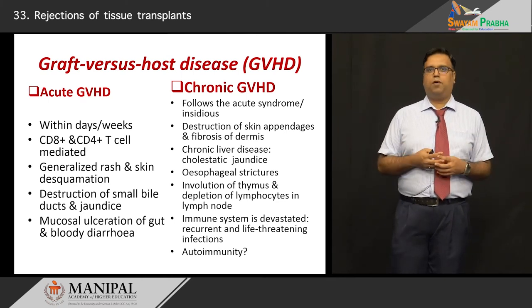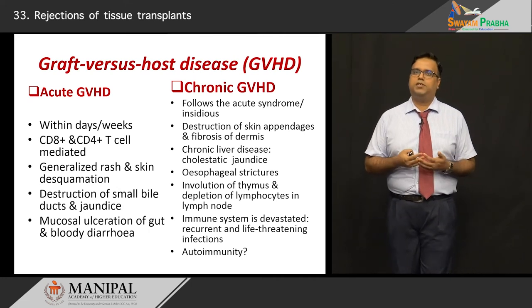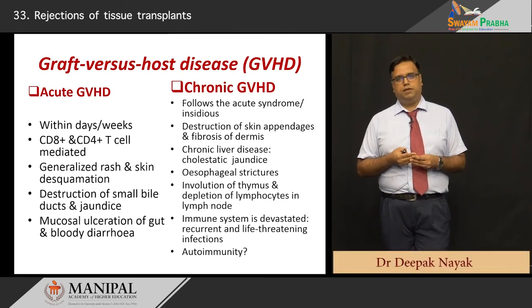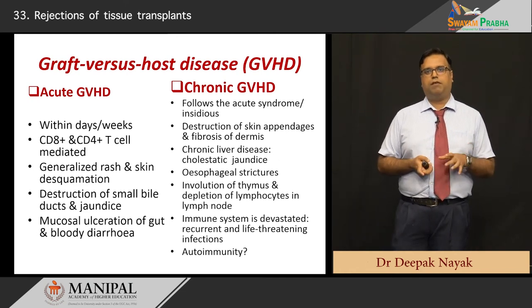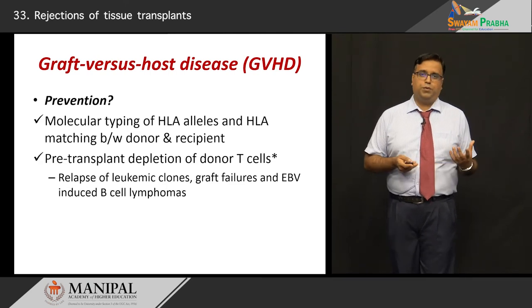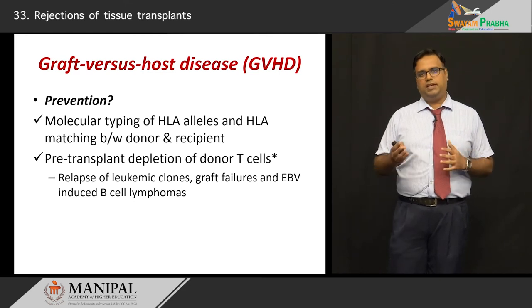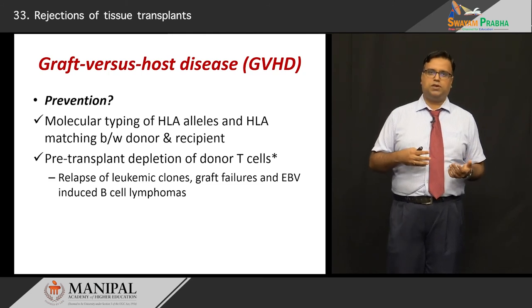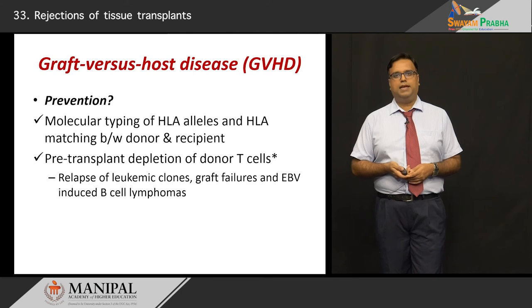So basically, the net result of all of this is that your immune system is completely devastated, resulting in very recurrent infections. More often than not, they are life-threatening. There is also a concept of autoimmunity here, which is being debated in literature. You can look up and read about this quite interesting facet of graft versus host disease. Now, how do you prevent this? You can do an HLA match, so molecular typing of HLA alleles, and an effective match between the donor and recipient should go a long way in preventing this. And sometimes you can also deplete the pool of the donor T cells before the transplant.